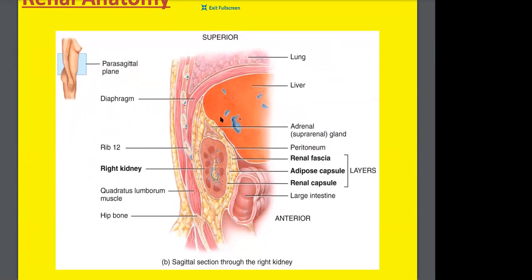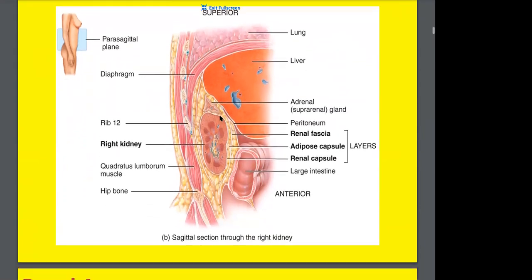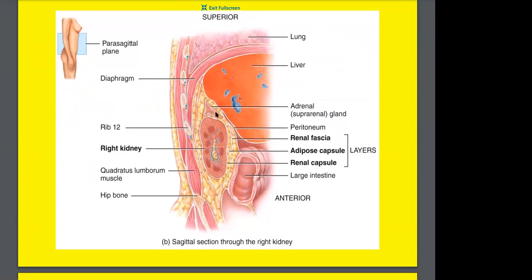Here we're looking at a different section. So we're looking at a sagittal, mid-sagittal section of the kidney. We specifically see that it is sitting in the fat capsule there. All right, so that is very important for the kidney.